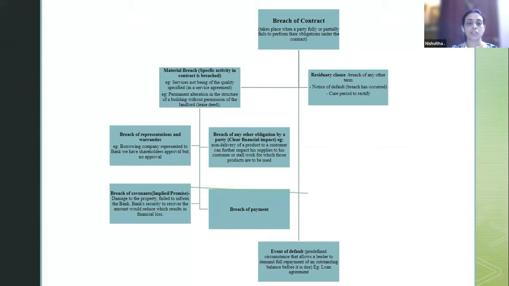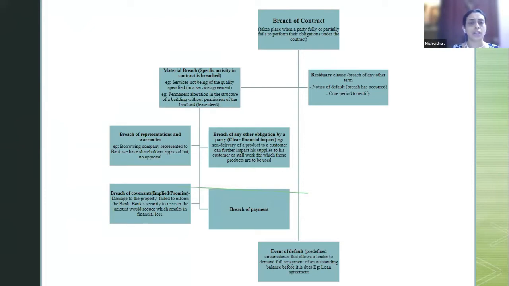All the terms and conditions in a contract have to be met by the other person. If they are not met, it amounts to breach. There are two major segments under breach. One is called a material breach. Another is residuary breach.